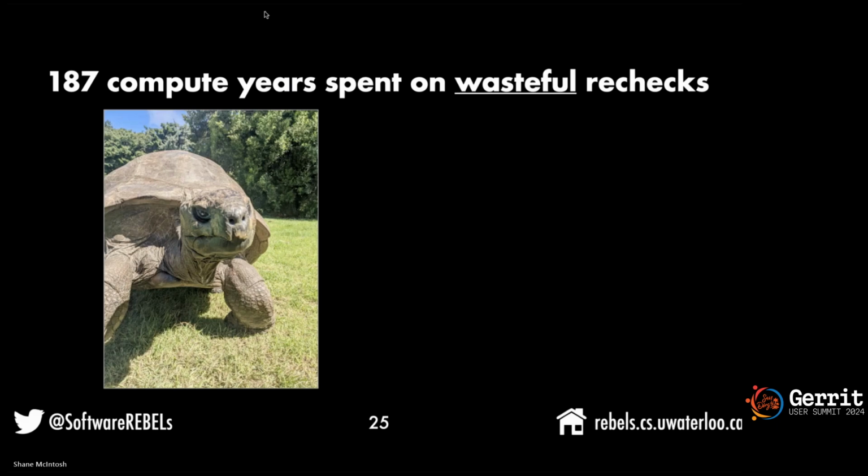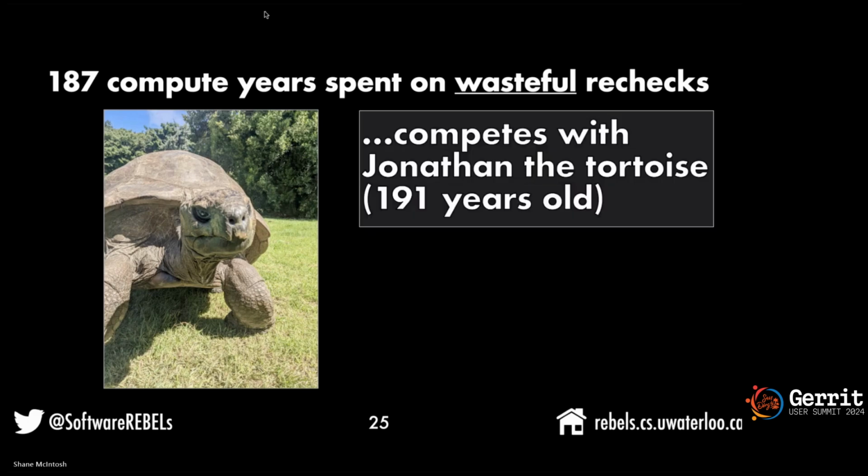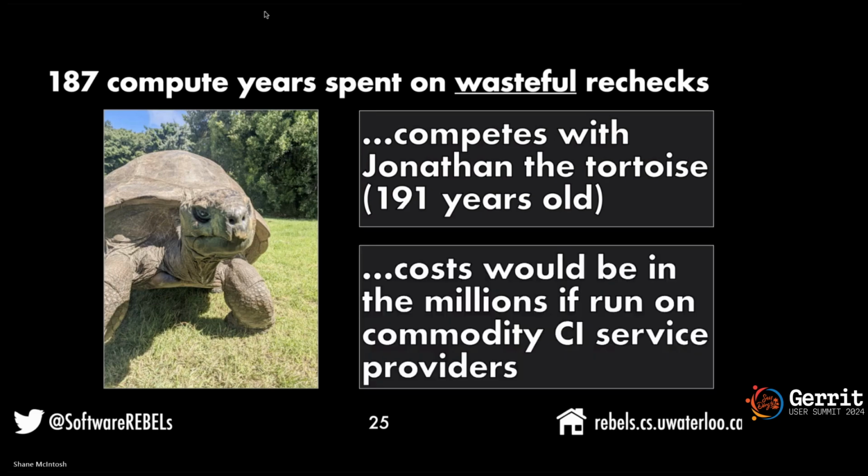So what we found is that 187 compute years, not minutes, not hours, not days, years, were spent on wasteful rechecks. So just the stuff that never passes, right? This is Jonathan. Jonathan the tortoise is 191 years old today. So we're competing with Jonathan in terms of how much waste we're generating with this. And if you do the back of the envelope calculation for how much this waste is costing, it's already in the millions for OpenStack alone, right? So if you used a commodity CI service like GitHub Actions or something like that, it will cost you millions.